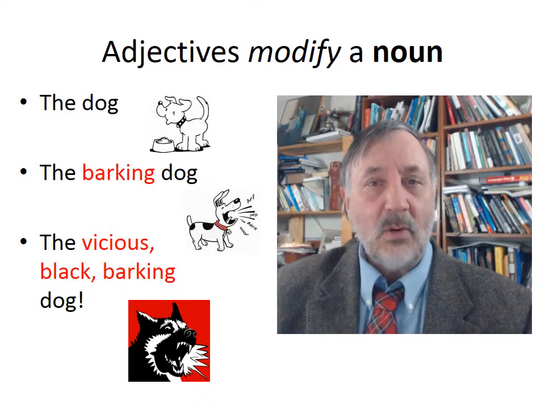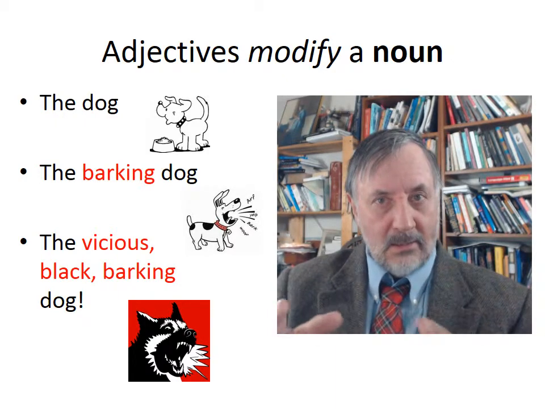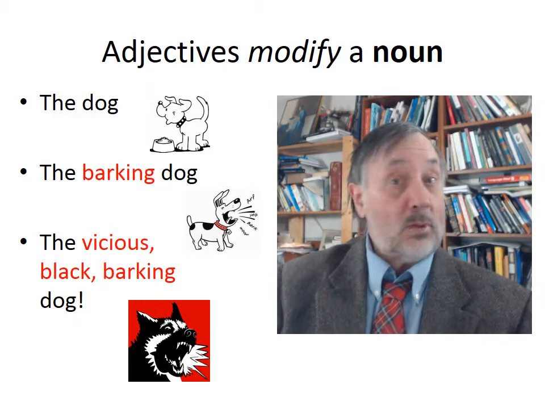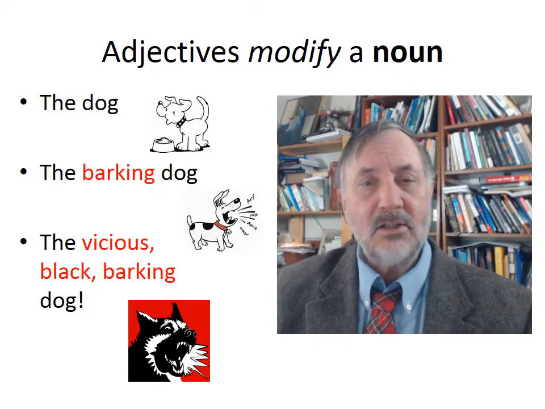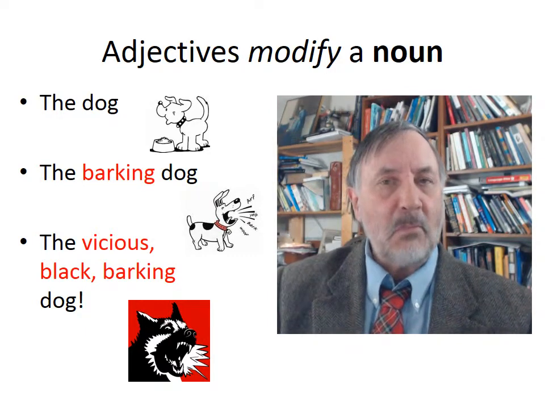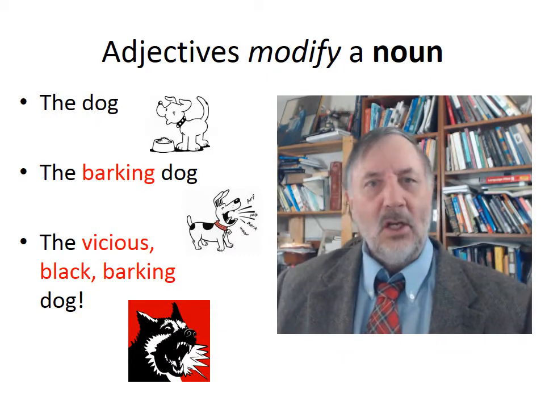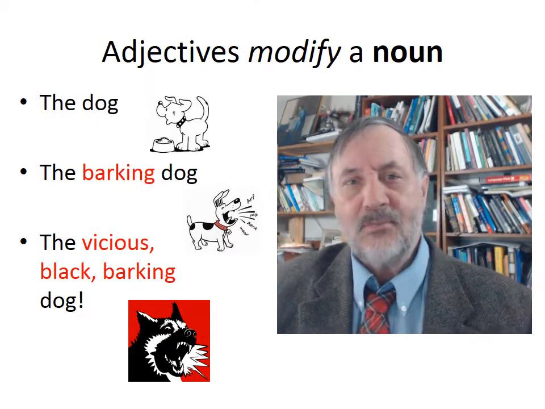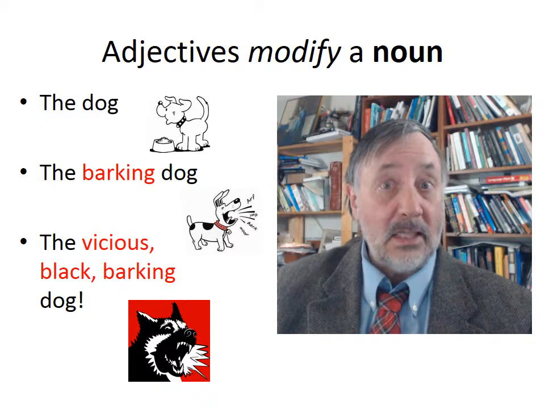So, for instance, we could talk about a dog, or we could further refine the description by saying the barking dog. And then we could even further delimit our description of the dog by the vicious black barking dog. You see, each time we add an adjective, we narrow the range of possibilities. We change or modify what we mean by the noun.